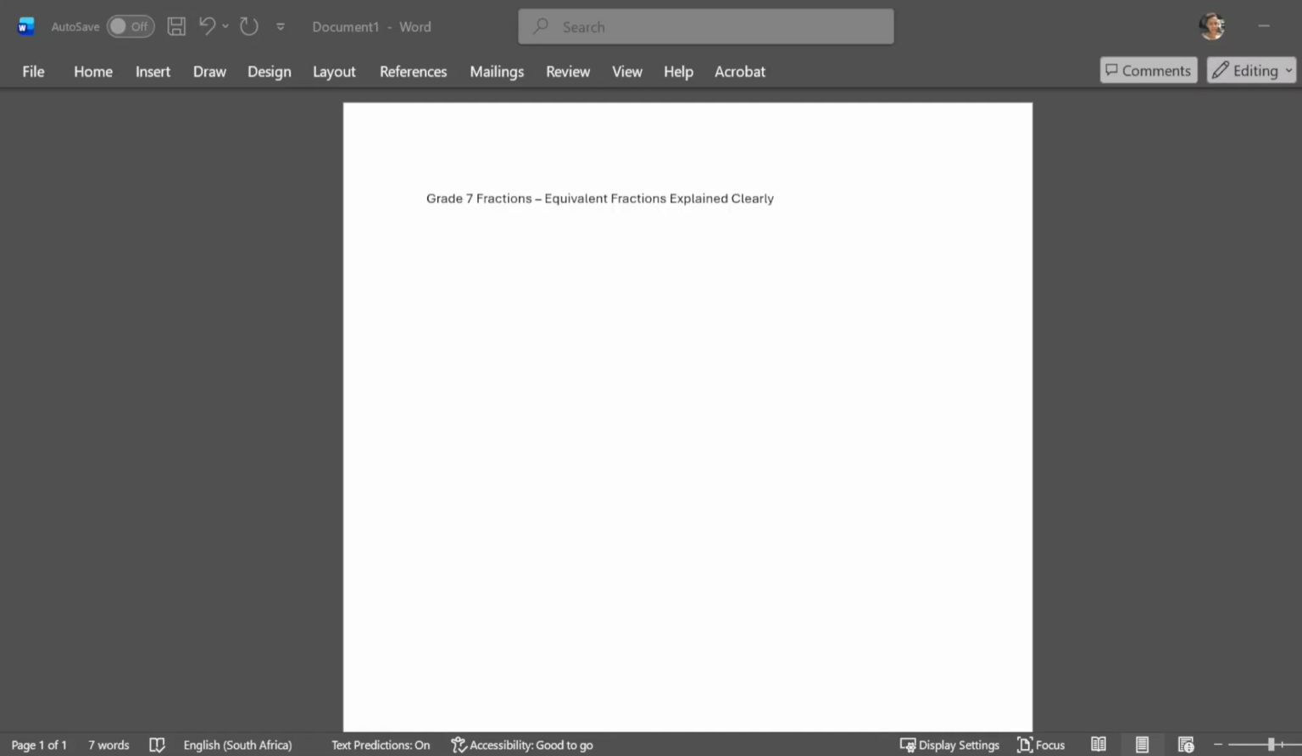Today we are looking at grade 7 fractions, equivalent fractions explained clearly. Equivalent fractions are different fractions that represent the same value. 1 over 2. To create an equivalent fraction, we multiply the numerator and the denominator by the same number.